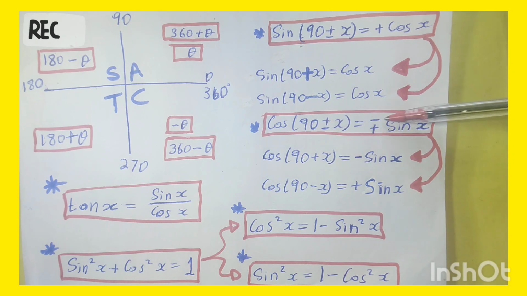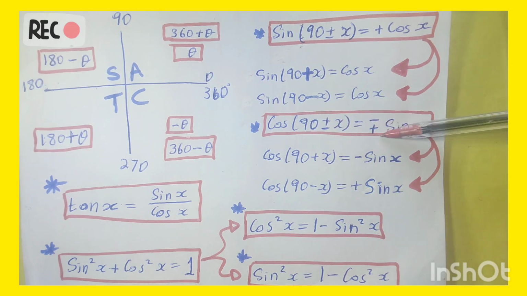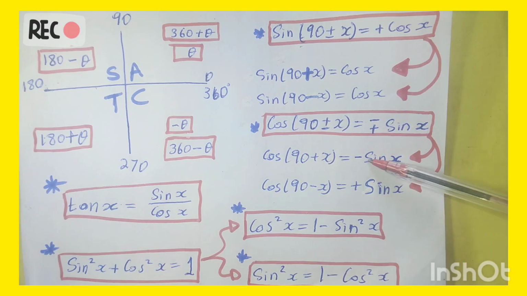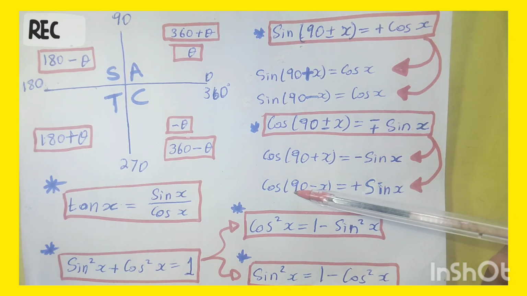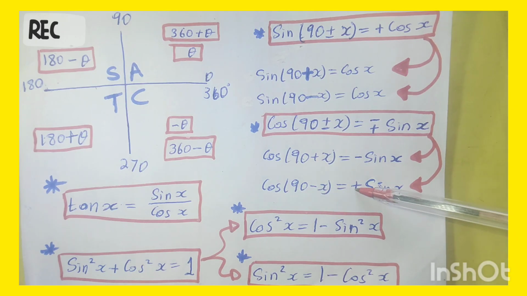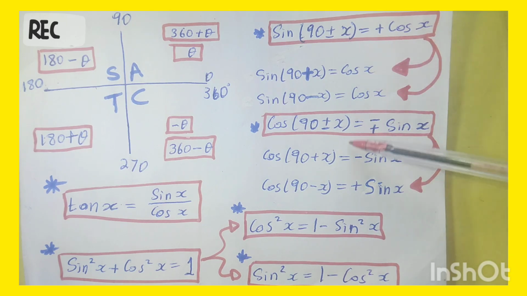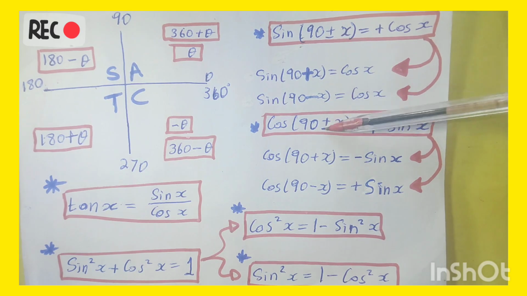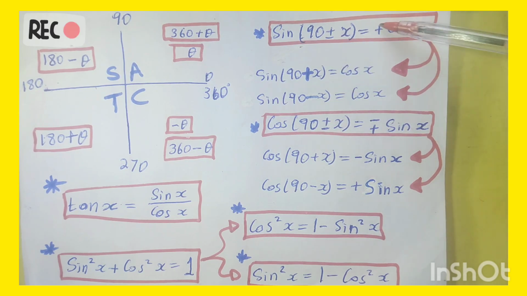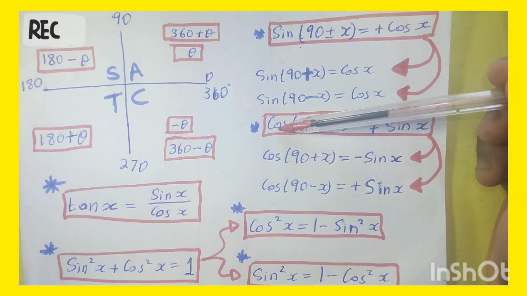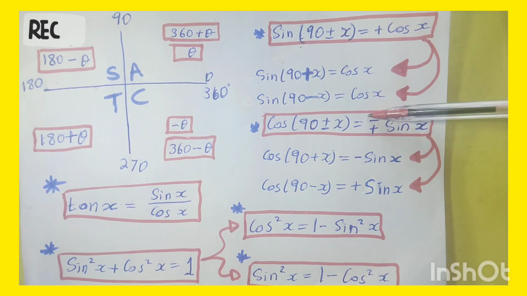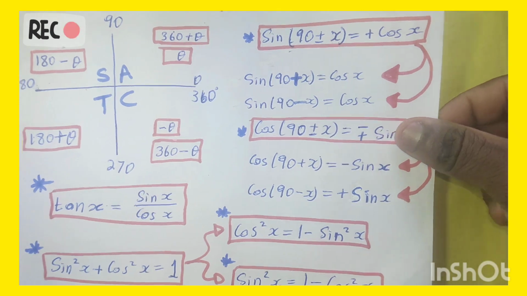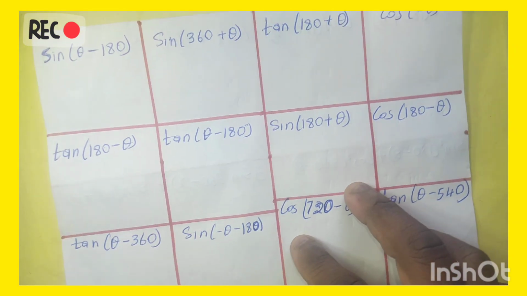If there it's positive, it becomes negative. Then if it's negative, it becomes positive. Something like this: if it's 90 plus, you will get the negative sign. Then if it's 90 minus, you will get the positive sign. So please, guys, know the cofunctions. Just know these two things, that sine of 90 all the time produces positive cos, but cos of 90 will produce sine with a different sign. Do you see?